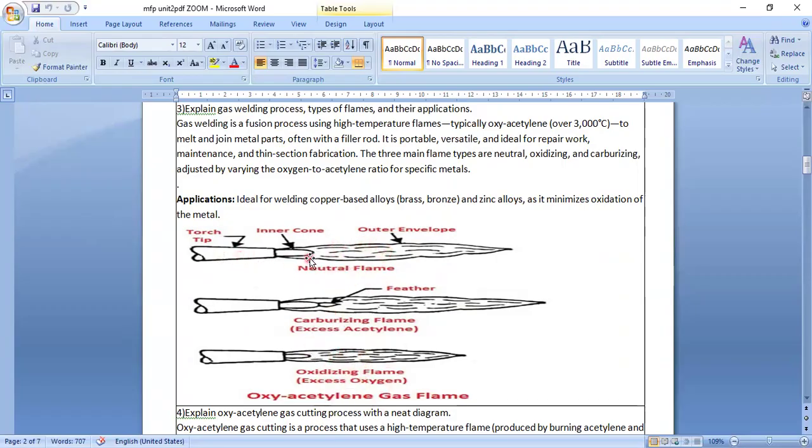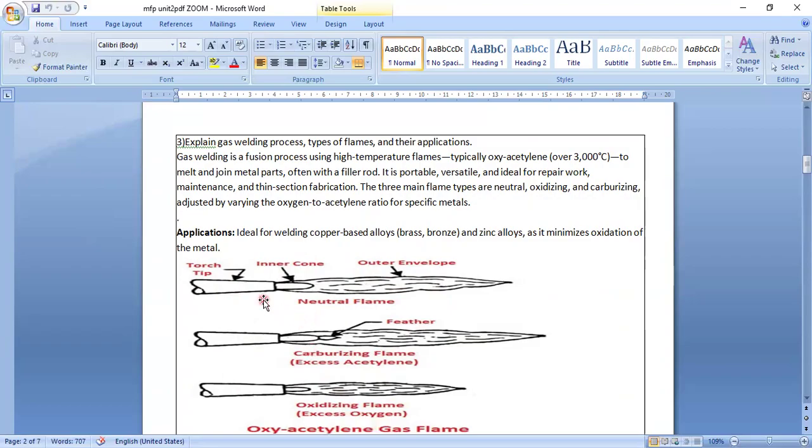The torch is used with the inner cone. So you can see three types of flames: neutral flame, more carbon with more acetylene, and excess oxygen. This is the oxyacetylene gas. If I'm not wrong, I will read the definition once. Gas welding is a fusion process using high temperature flames, typically oxyacetylene. Oxygen and acetylene are both mixed, over 3000 degrees centigrade. So they can melt anything at 3000 degrees.